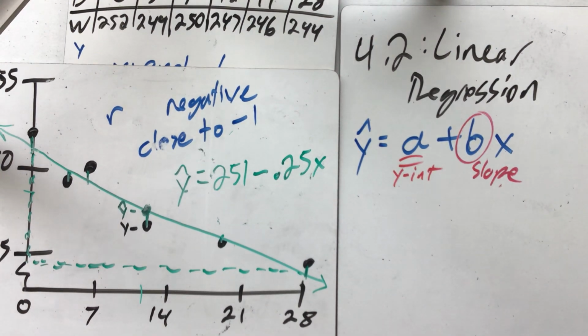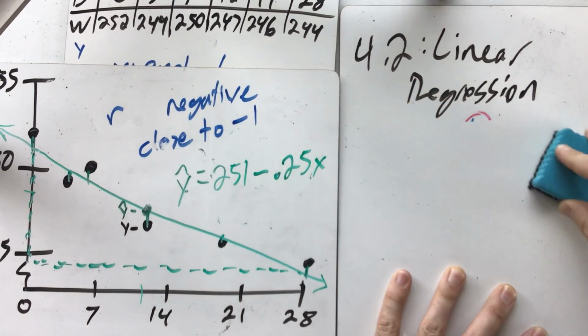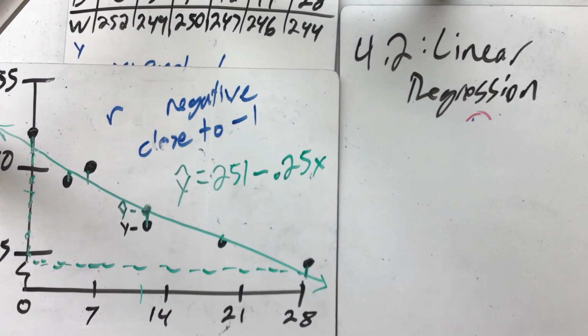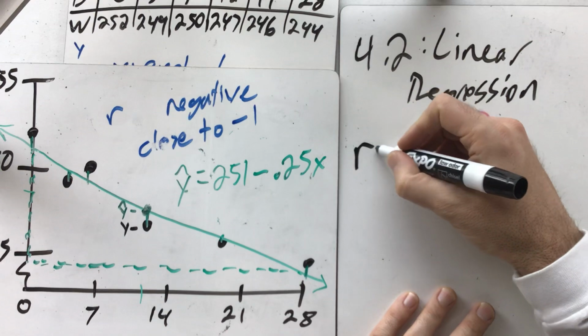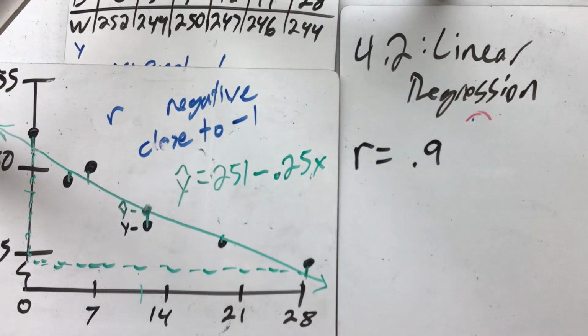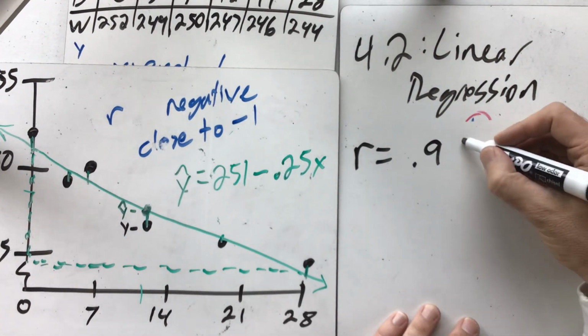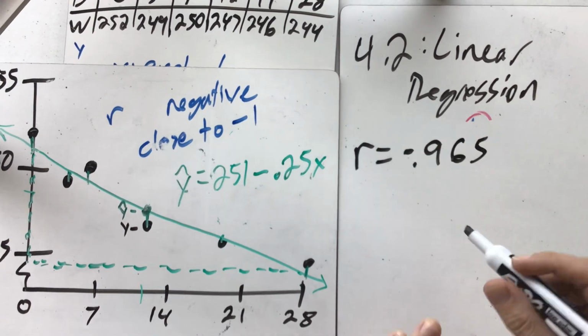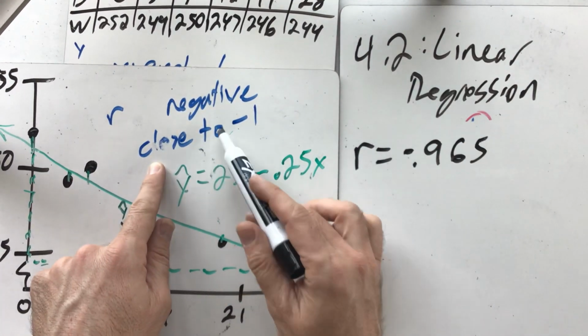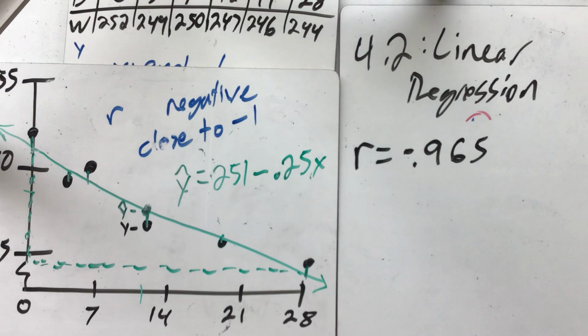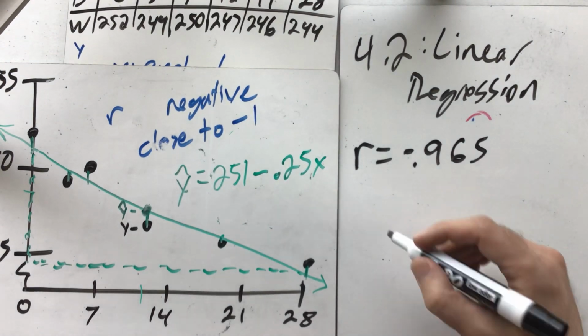So what did I get for my responses? My correlation coefficient R was negative 0.965, and notice that kind of matches. We said it would be negative and close to -1, so that's negative. It's actually even more negative than I might have guessed.